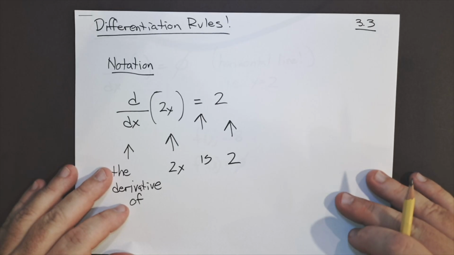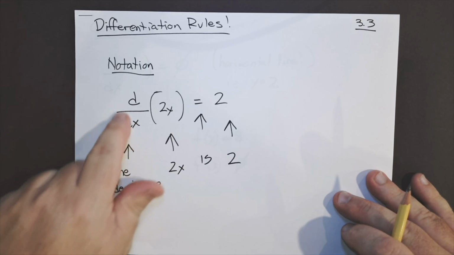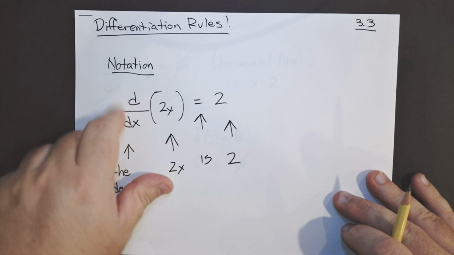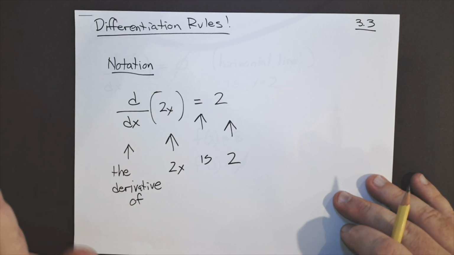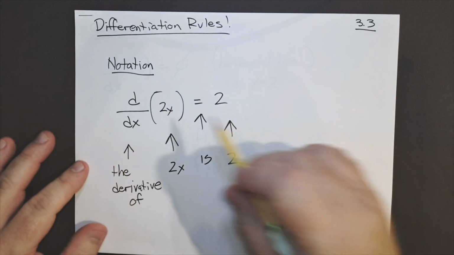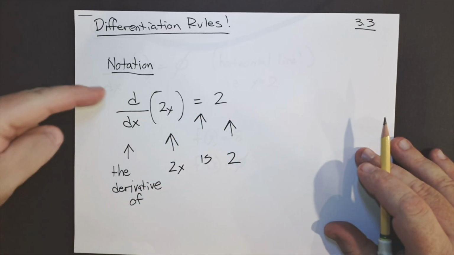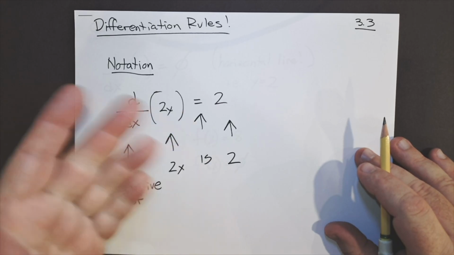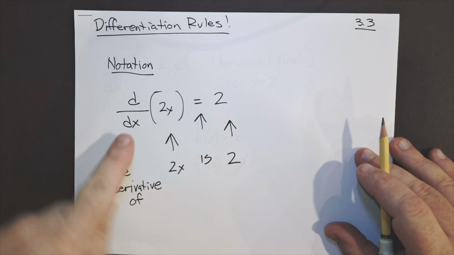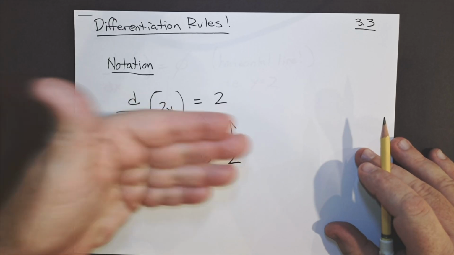Let me first, before we do anything, show you some notation that the book uses. They put this d over dx notation in front of a function. I'll explain what this means in much more detail later. Don't worry about it right now. And then they have an equals something. So how we read this is, when you see this here, that's just the derivative of this thing. So how I would read this is the derivative of 2x is 2.